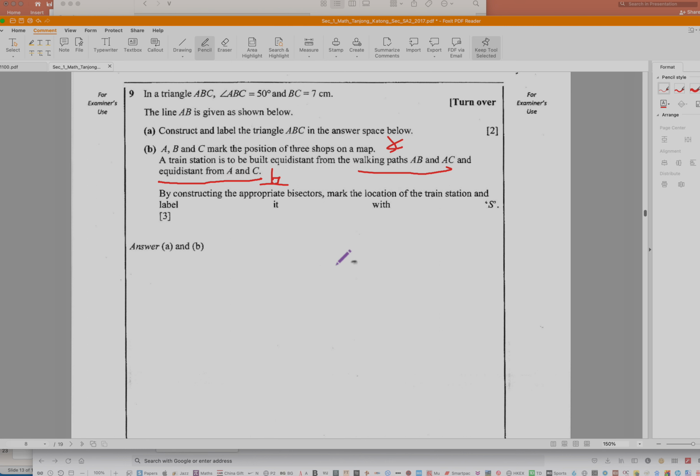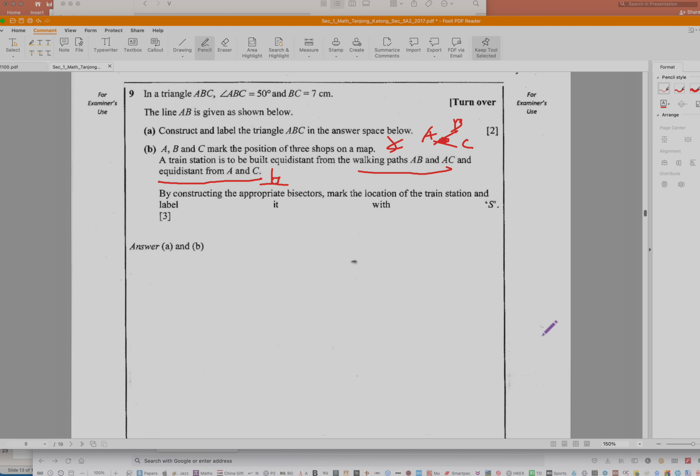So you just have to draw a perpendicular bisector. You need to draw an angle bisector of AB and AC. Yeah, so the angle BAC, angle bisector.